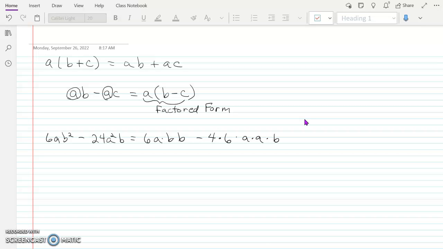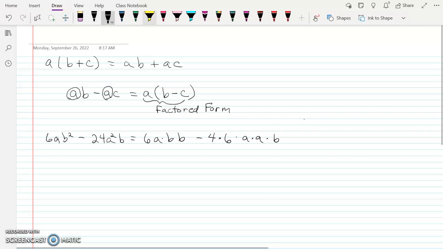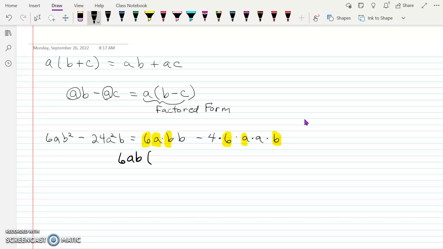And when I do that, I can see that I have a common factor of a 6, I have a common factor of an A, and I have a common factor of a B. So that means that I need to put my common factor, my greatest common factor, out front, which is 6AB.